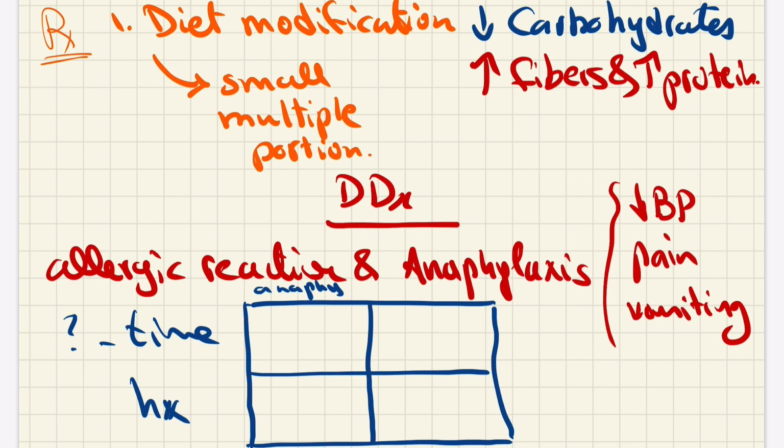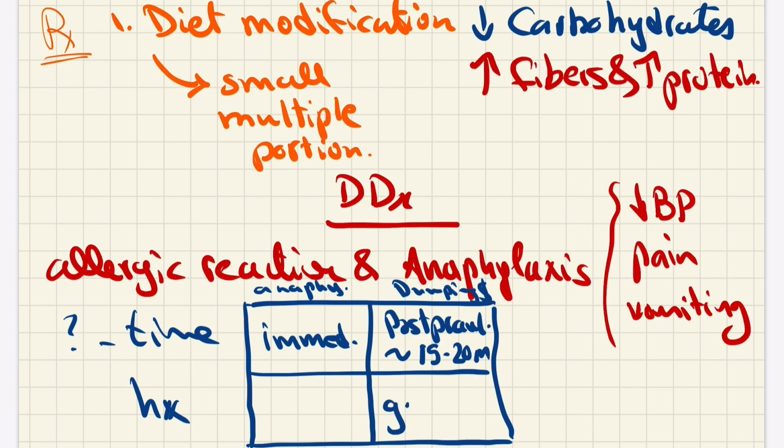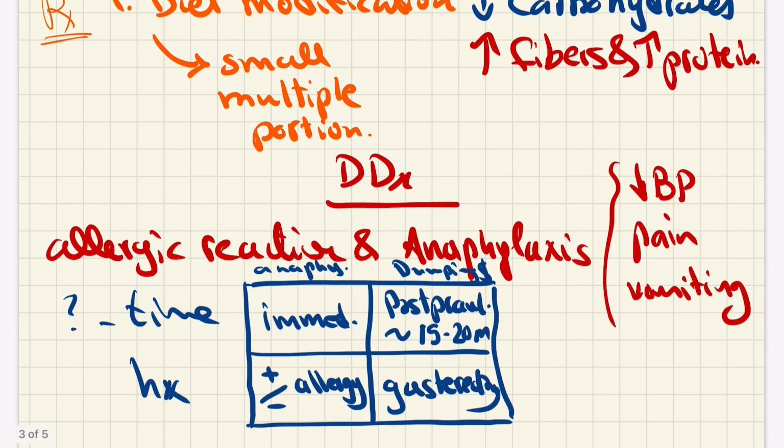Usually, patients with anaphylaxis will have immediate reaction after exposure to the allergens, while in dumping syndrome usually it takes up to 15 to 20 minutes postprandial to have the symptoms. Patients with dumping syndrome will have history of gastrectomy. On the other hand, patients with anaphylaxis will have a history of allergy. Not always that will be the case.